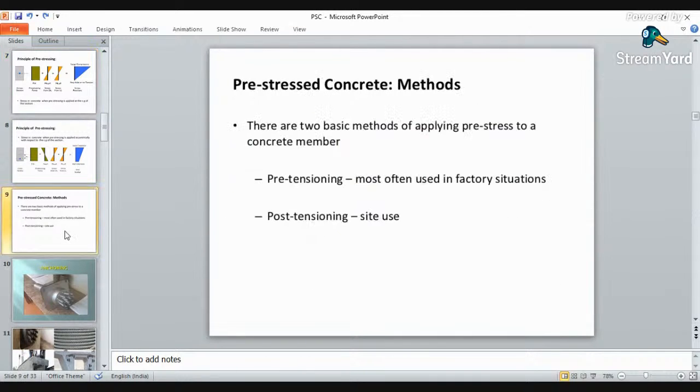Before that, we will just move to the methods of pre-stress. So, methods of pre-stress. There are two basic methods for pre-stress. That is pre-tensioning and post-tensioning.